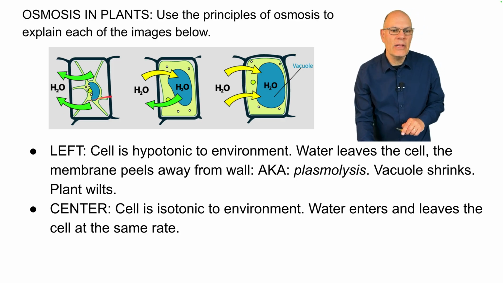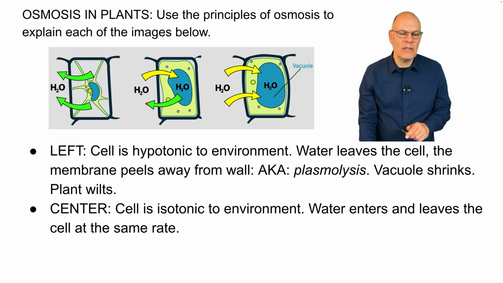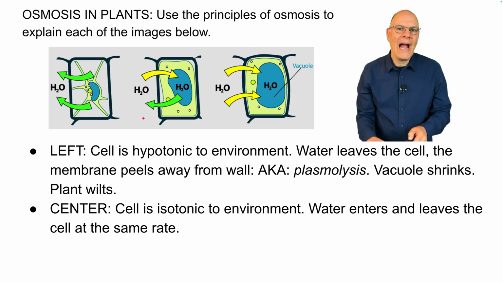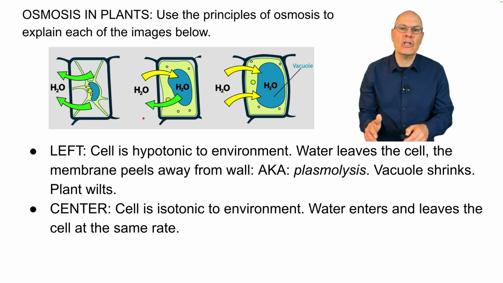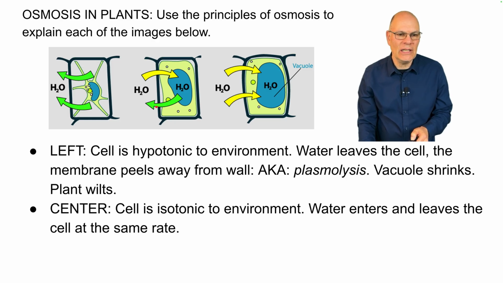In the middle, the cell is isotonic to its environment. That's a new term. Isotonic means that the solute concentration and the water concentration are the same on both sides of the membrane. So water enters and leaves at the same rate.